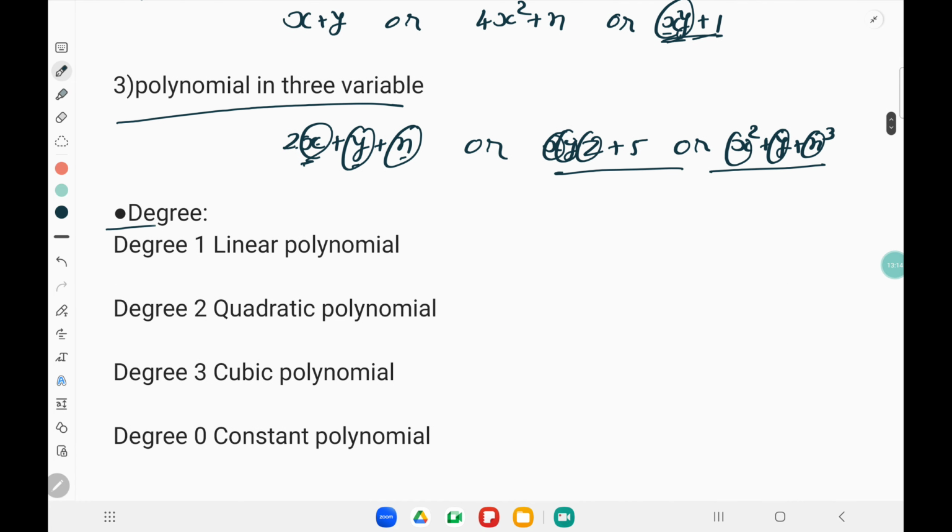So what do we call the degree? I hope you understood it well. So let's move on to the different types of degree.